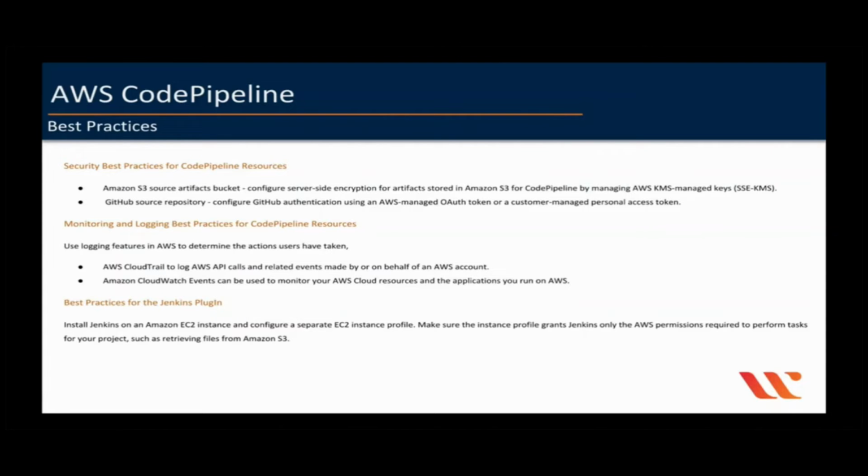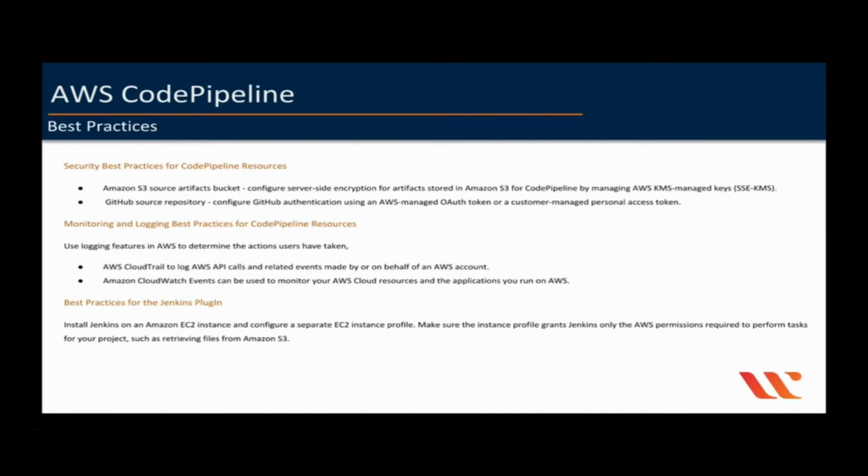And for a GitHub source repository, configure GitHub authentication using an AWS managed OAuth token or a customer managed personal access token. And for monitoring and logging best practices, use AWS built-in logging features to determine the actions users have taken, which are AWS CloudTrail to log AWS API calls and related events made by or on behalf of an AWS account. And AWS CloudWatch events can be used to monitor your AWS cloud resources and the applications you run on AWS.